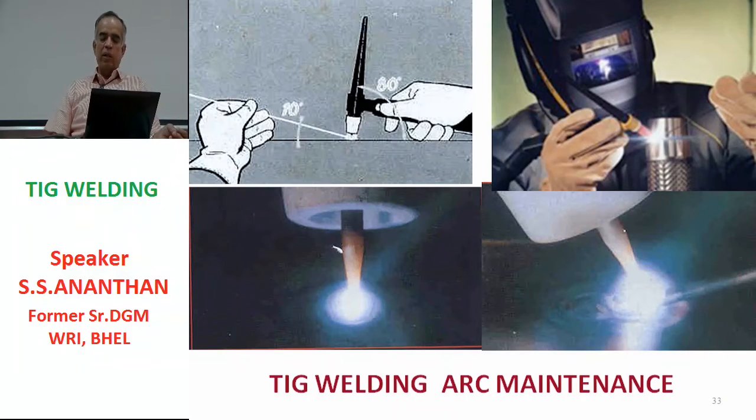Now in the case of automatic welding, the torch is always kept vertical, but the filler wire is added in this manner.